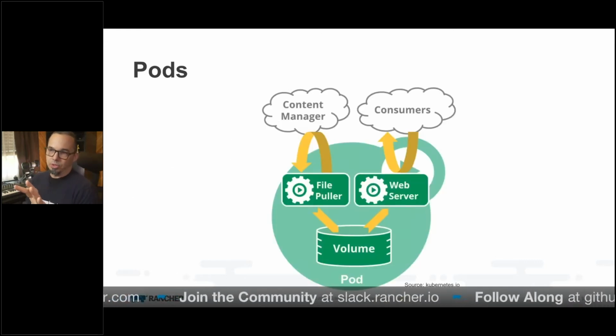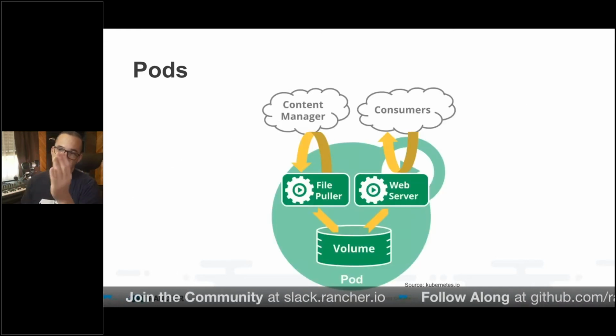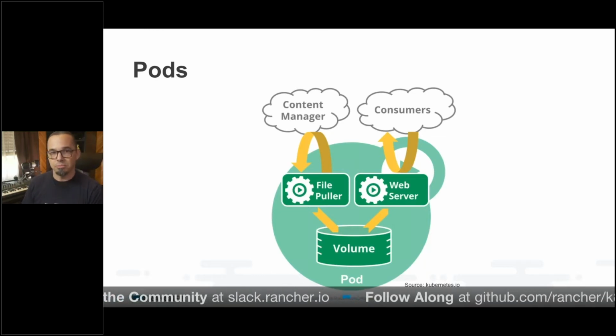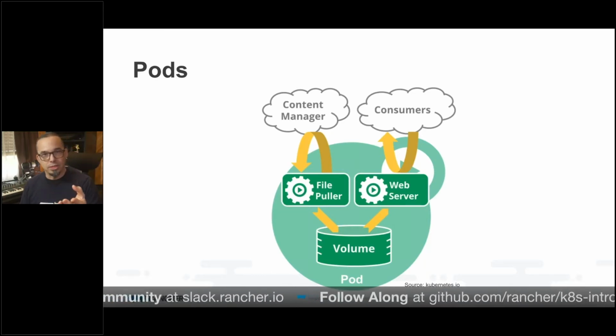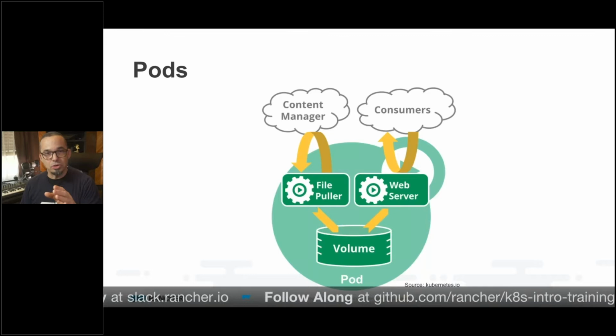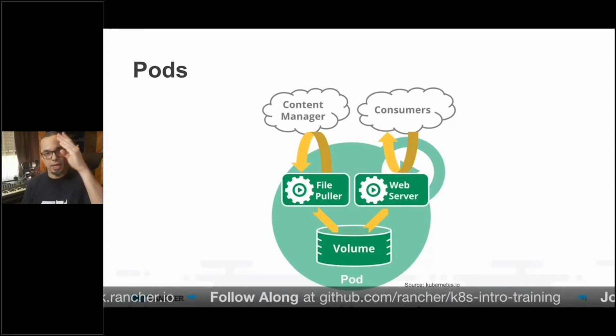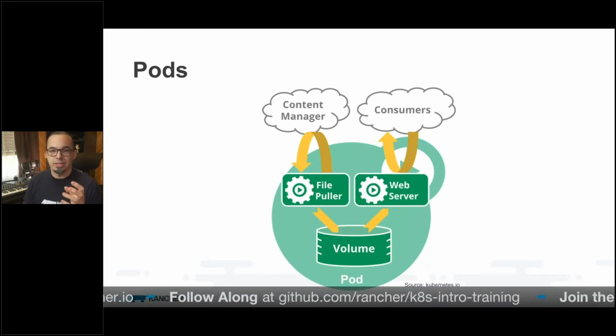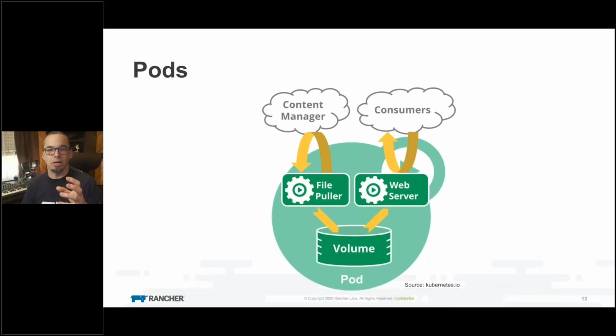Here's a sample of a pod where you've got a file puller container that retrieves content from some CMS system. It saves it to a disk. Then you have a web server container that pulls content from the disk and serves it out to consumers. This is a fine example of a pod with multiple containers, but together they provide some unit of functionality. And that's important.